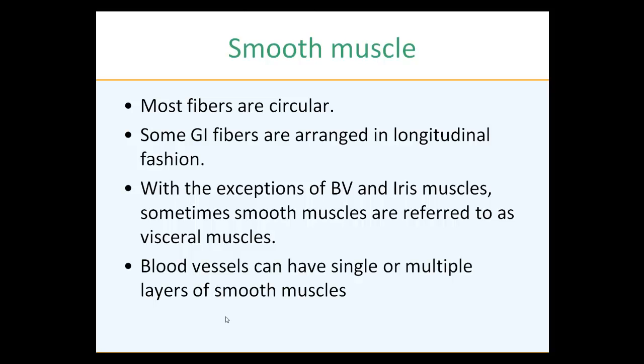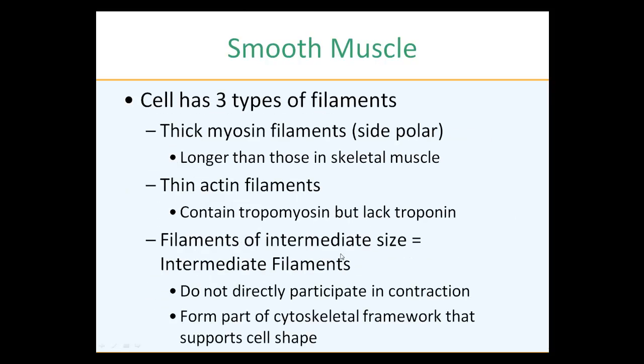The blood vessels can have a single layer of smooth muscles, which are present in the small arteries, but then when you go to major arteries, then you can see multiple layers of those sheets of smooth muscles.